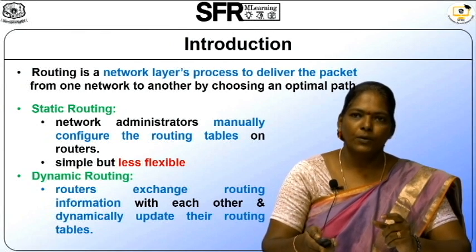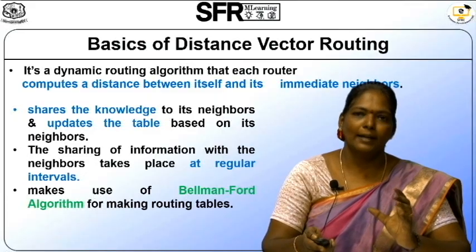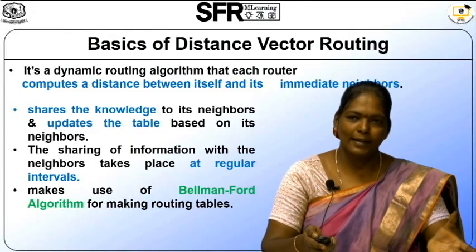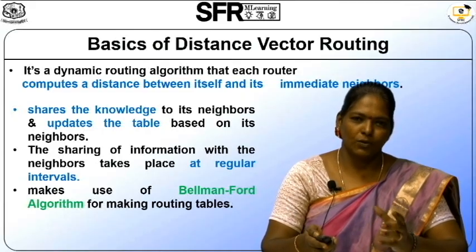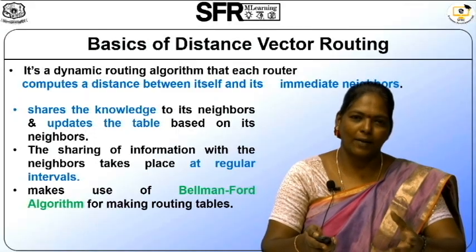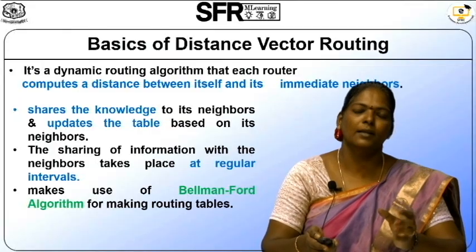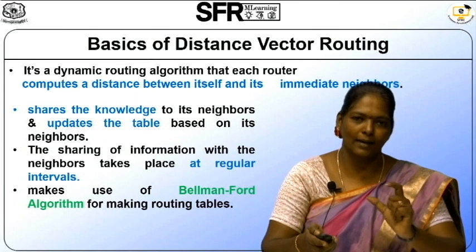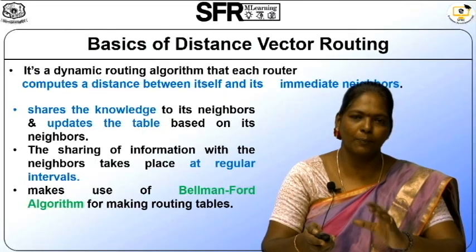Today we are going to see the distance vector routing algorithm, which is a dynamic routing algorithm. Here each router computes the distance between itself and its immediate neighbors. After computing the distance vector values, they update the routing table depending upon the knowledge they are gaining from the neighbors. To do this, they have to transmit the details obtained from their neighbors to all the neighbors, and update the routing table periodically.